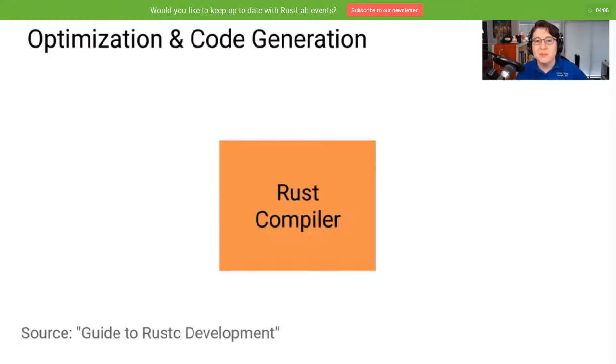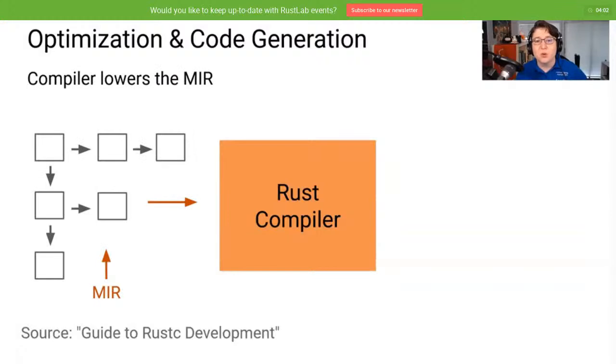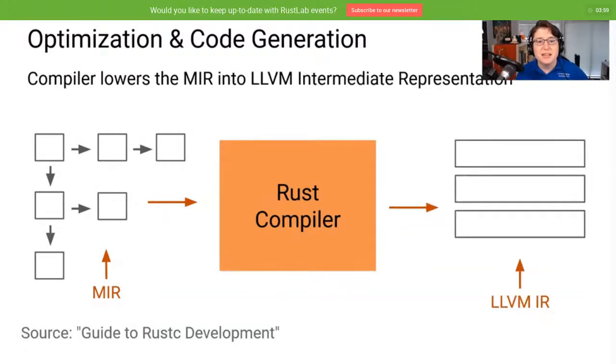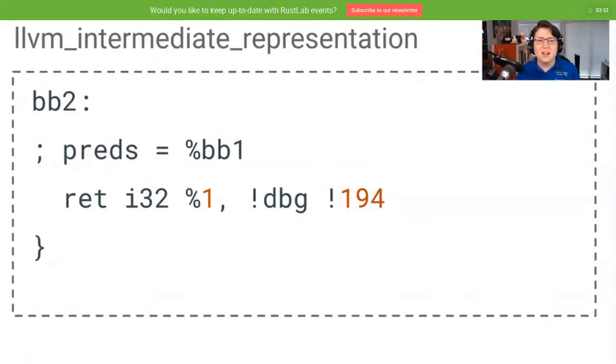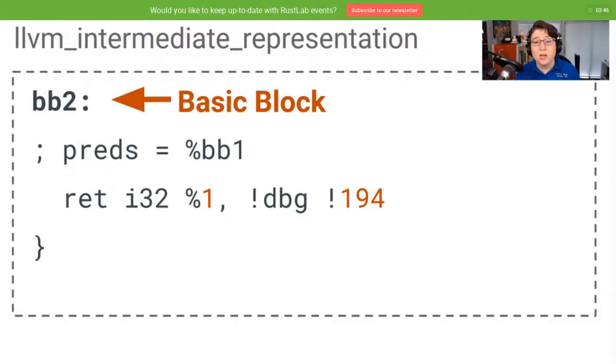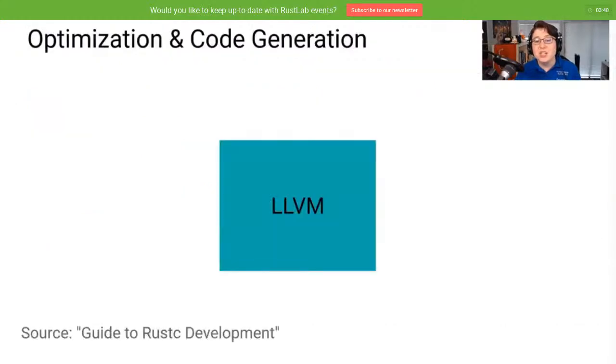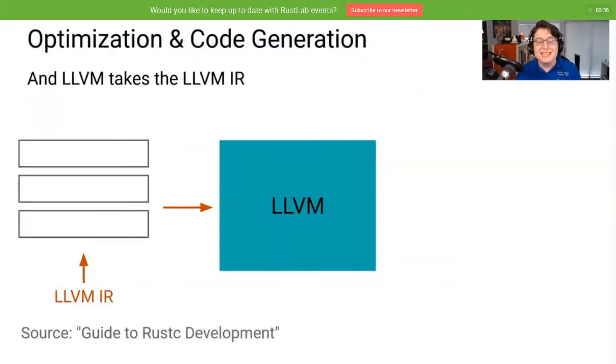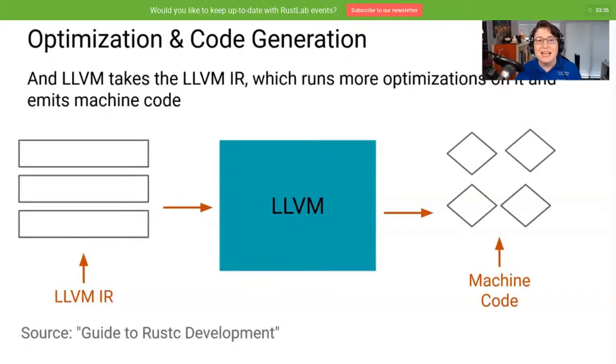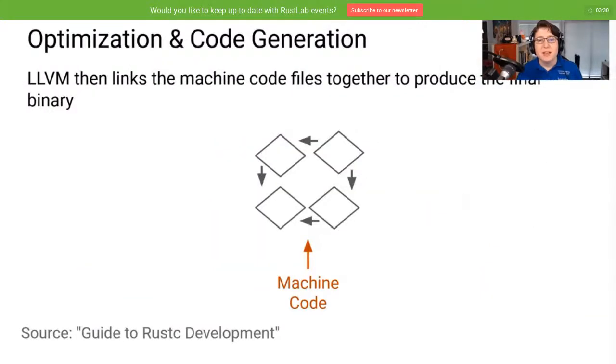Before it uses LLVM, the Rust compiler takes the MIR we created earlier and lowers it into the LLVM intermediate representation, or LLVM-IR. And the LLVM-IR is pretty unreadable to humans, but it looks something like this. And as you can see, it's still organized into basic blocks, like the MIR. We then use LLVM and pass it the LLVM-IR, and then it runs more optimizations on it and emits machine code. It then links the machine code files together to produce the final binary.